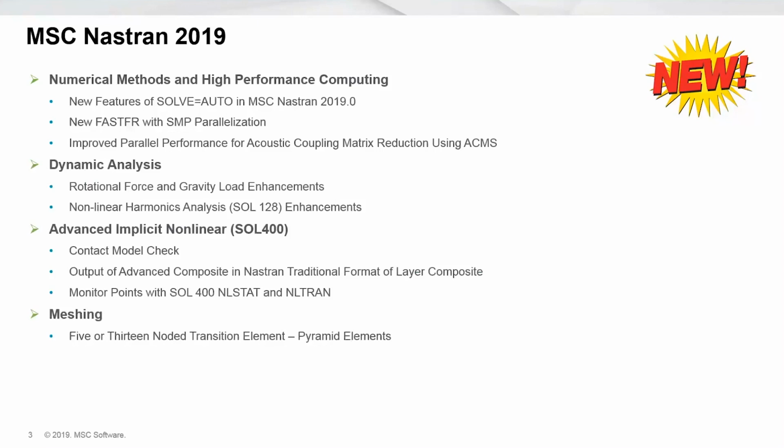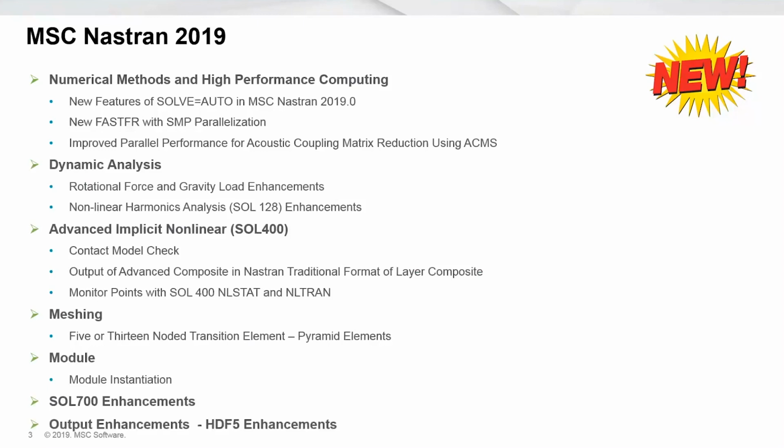For meshing, we've added 5 or 13 noded transition elements for better transitioning of different solid elements. This element is called pyramid element. And we also have added module instantiation and so-called 700 enhancements. And the last but not the least, we've added the HDFS enhancements.